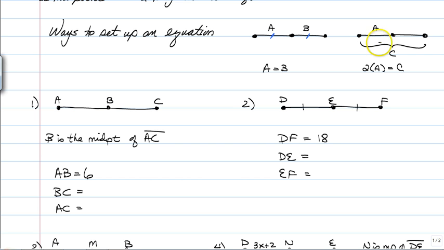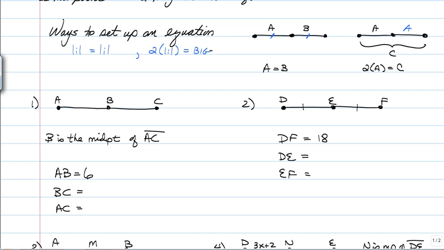The other one is we know that if this is a midpoint, this is A, this is also A. I mean, they're the same length. So if this is 5, that's 5. So we could also just multiply 2 times a little piece and set that equal to the big piece. So there are 2 different equations you can use to set up a midpoint problem. We can set the little equal to the little, or we can do 2 times the little and set it equal to the big. Okay, so there's 2 different equations.